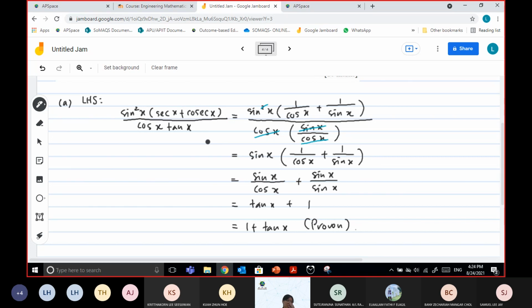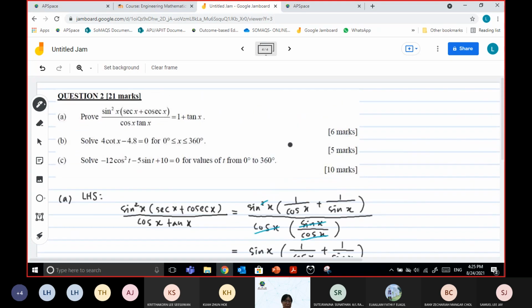So basically for this question, I don't use any of the trigonometric identities. But I believe there are multiple ways of doing it. Okay, next one, part B. For part B, it is to solve for 4 cotangent x minus 4.8 equals to 0. And you have to take note of the requirement: x is from 0 to 360. So for the 4 cotangent x, let's find the cotangent x. Cotangent x will be 4.8 over 4.